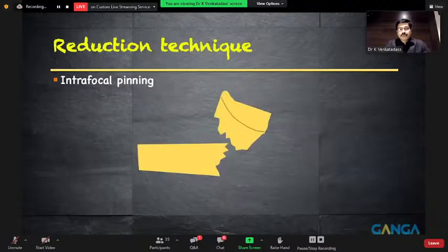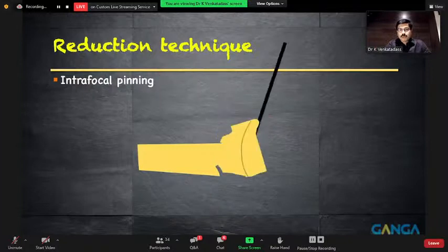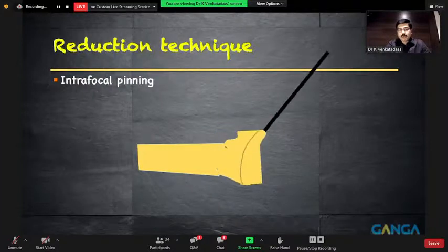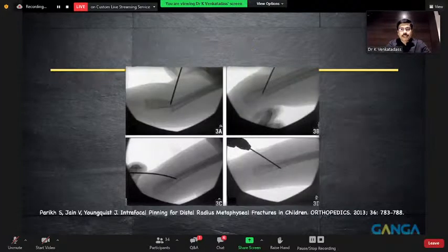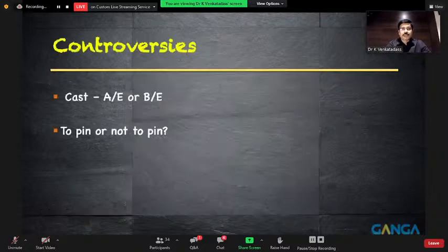The other technique which is used commonly in distal radius fractures when you don't get a closed reduction is intrafocal pinning, which is nothing but you place a K wire through the fracture site and then you lever the fragment, and then you can use the same wire and fix it like this. This is called the Capitate technique of intrafocal pinning, which can be of help in certain fractures when you are not able to get a closed reduction. So this was published by the Cincinnati group in 2013 in the Journal of Pediatric Orthopaedics.